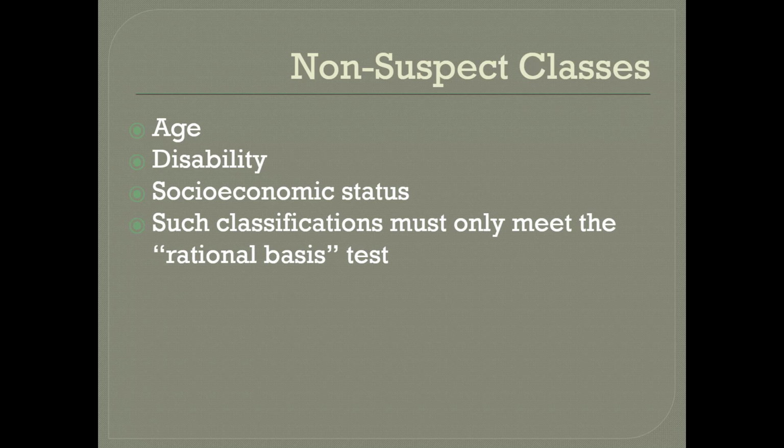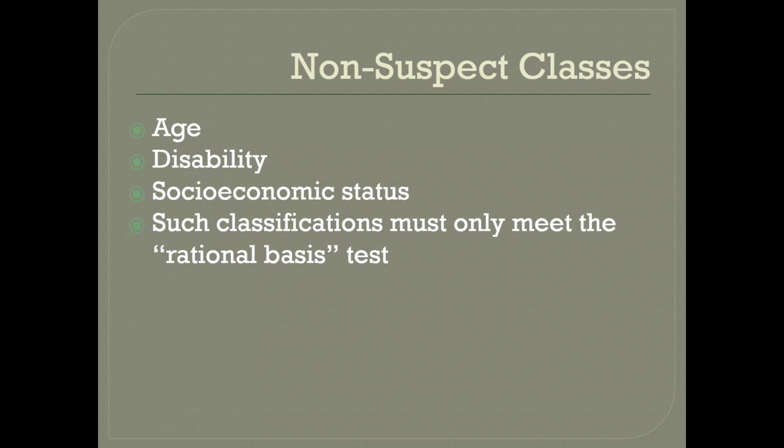Socioeconomic status is also not a suspect classification. The government is free to treat people differently on the basis of how much their income is or how much wealth they have. That is permitted by the Constitution. And so these kinds of classifications, remember the significance is that if government does pass laws that discriminate on these bases and they are challenged in court, the government only has to meet the rational basis test.